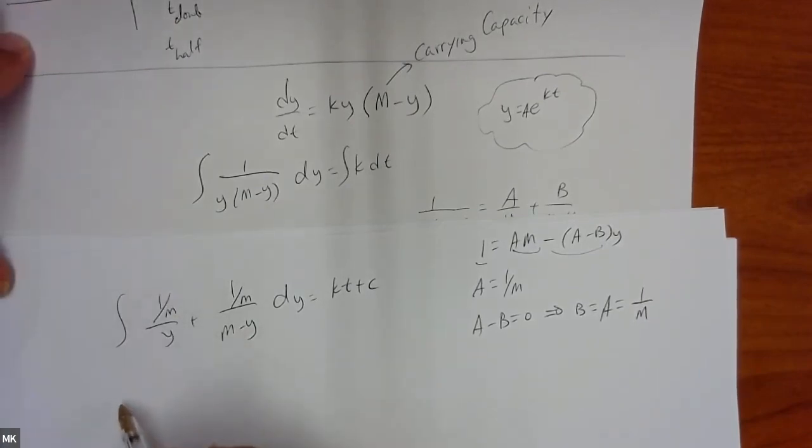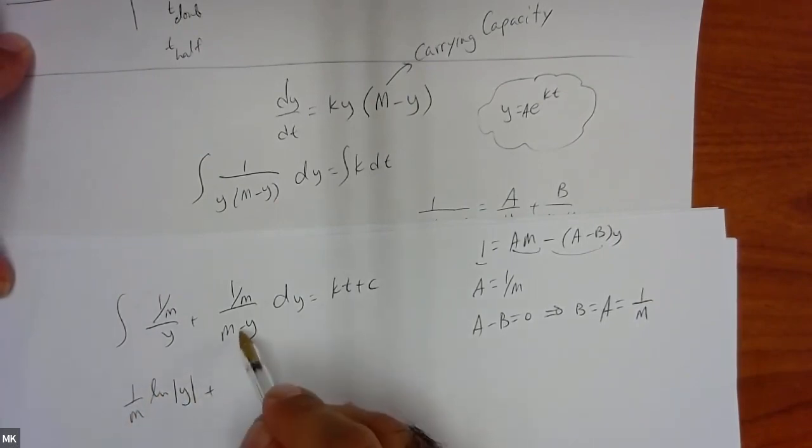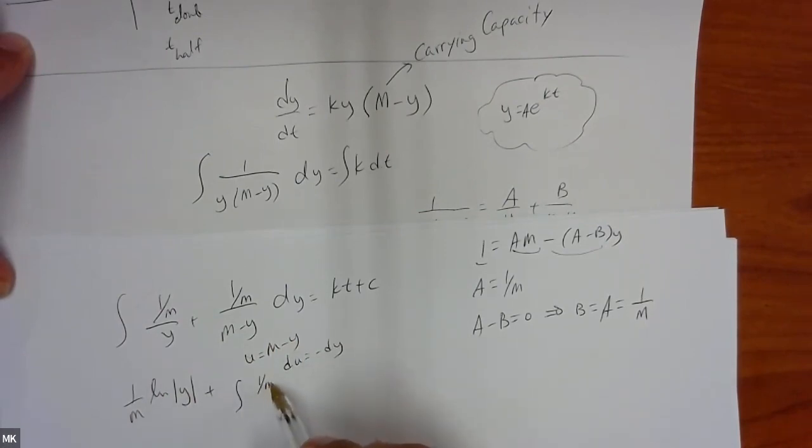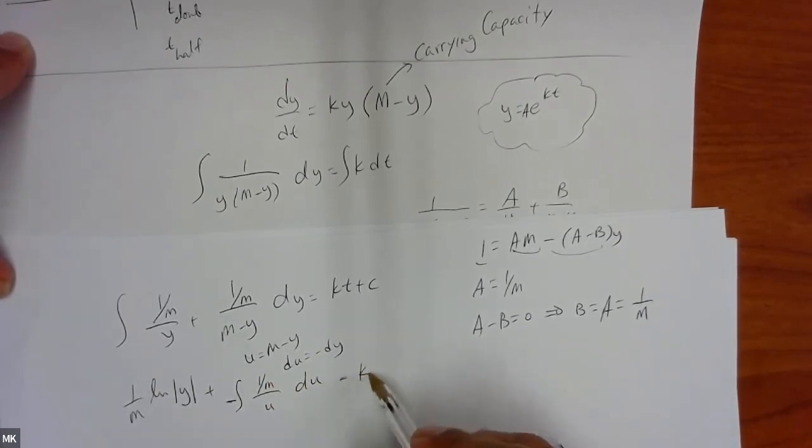Now this one is easy to integrate. That's 1 over m natural log of y. For this one, I'm going to do a u sub. I let u be m minus y, du is negative dy. So it's the integral of 1 over m u with a negative in front. So 1 over m natural log of y minus 1 over m natural log of u. Now u is m minus y, so m minus y, equals kt plus c.